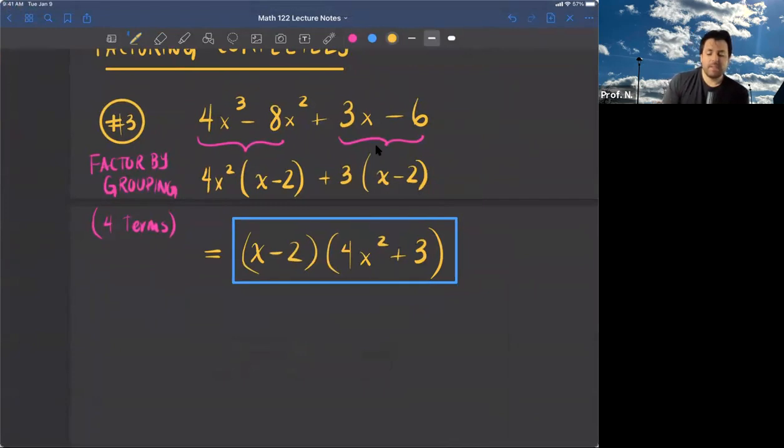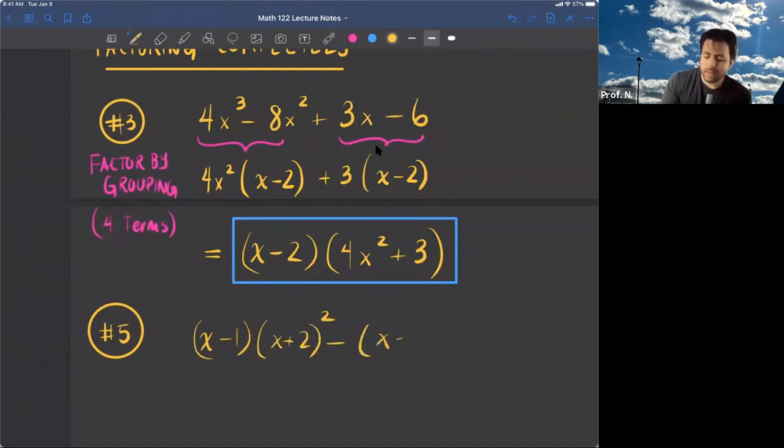For number 3, are we clear in terms of understanding why we factor by grouping? Because we have 4 terms. Whenever you have 4 terms, you can attempt to factor by grouping. It doesn't always work, but in this case, it does. Okay, so that's number 3. And then let's look at number 5. Number 5 looks more complicated. x minus 1, parentheses, x plus 2, squared, minus x minus 1, squared, x plus 2.